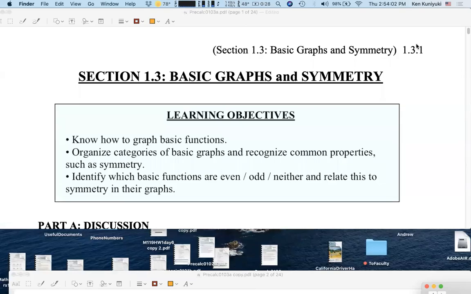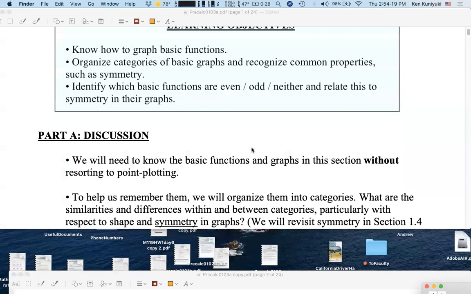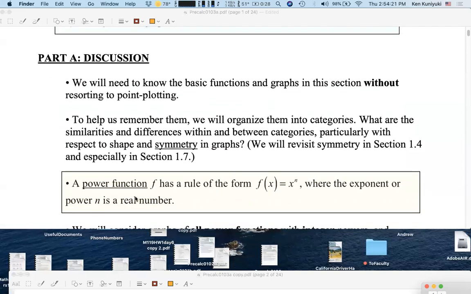Hi everyone, let's do section 1.3 on basic graphs and symmetry. We're going to prevent you from having to do too much point plotting, so these will be your friends. It will be good for you to learn a basic gallery of graphs, and symmetry is your friend. It'll save you time when graphing. In particular, we're going to graph a lot of power functions. Functions whose rules look like f of x equals x to the n, where n is some real exponent.